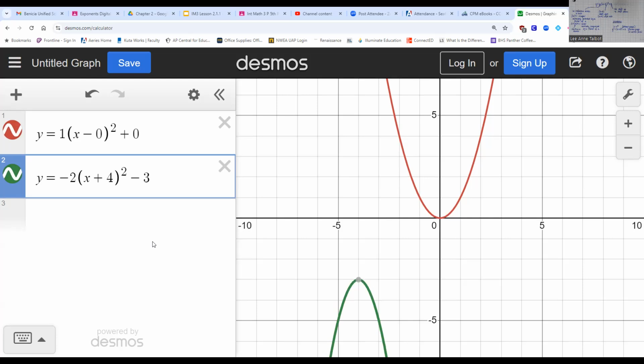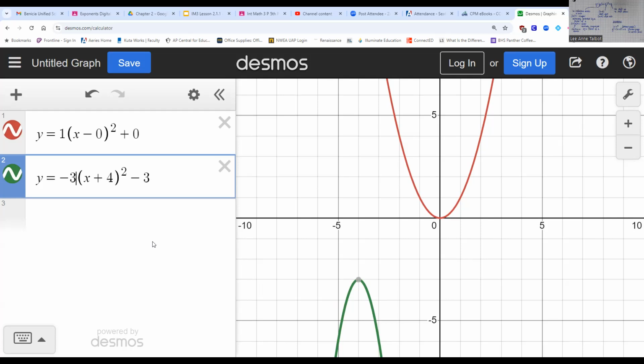Steeper, not as steep, steeper, even steeper, no, even steeper. Okay, so what would I say? I would have 4 bullet points for this. Reflection across the x-axis, vertically stretched by a factor of 3.